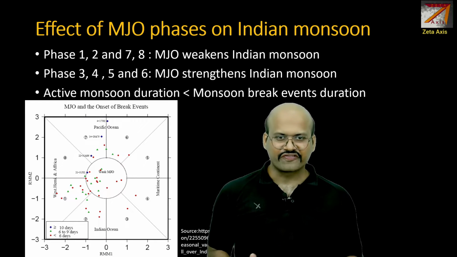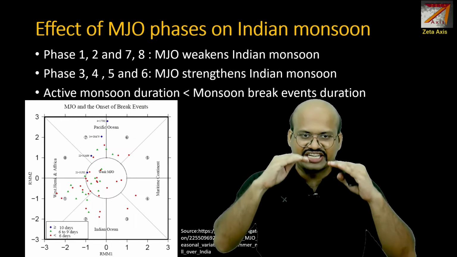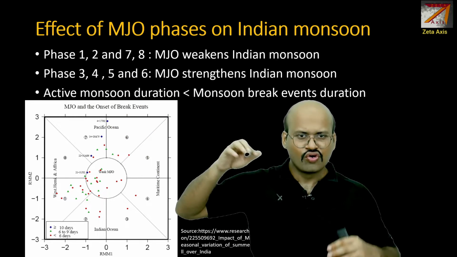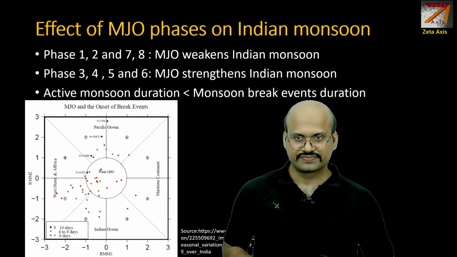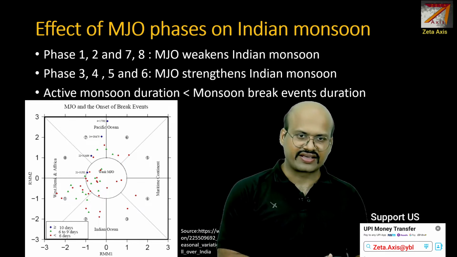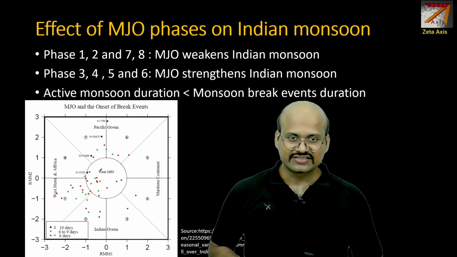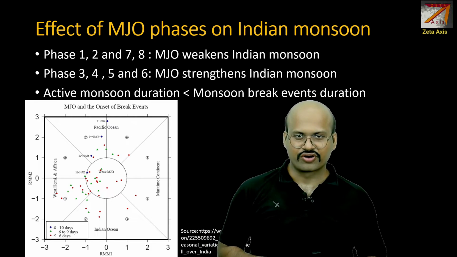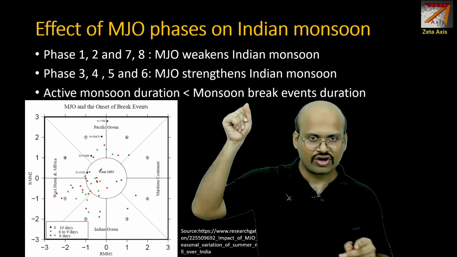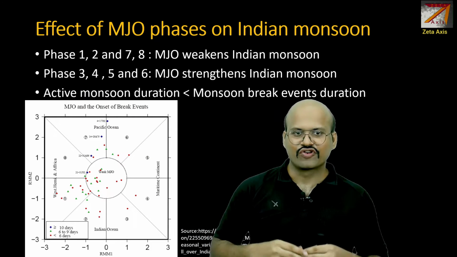So if we look at all the phases of MJO, then we will see that in phases 1, 2 and 7, 8, the MJO will reduce the amount of rainfall in India. And in phases 3, 4, 5 and 6, the MJO will increase the amount of rainfall in India. But if we take the whole duration, that is the 30-day cycle or 60-day cycle, then remember, for most of this cycle, there will be break events in the Indian monsoon. That is, there will be no rainfall in the Indian subcontinent, while the active monsoon duration will always be less than the overall duration of these break events. The active monsoon duration indicates the time when there is an increase in the rainfall due to MJO.